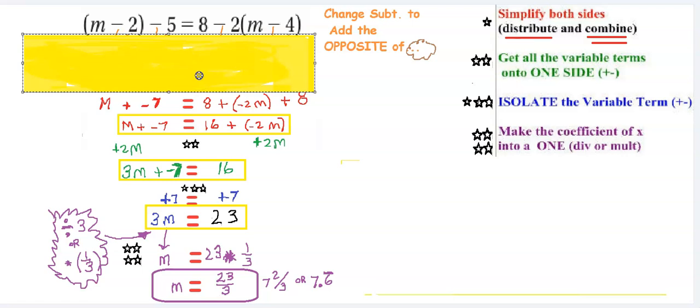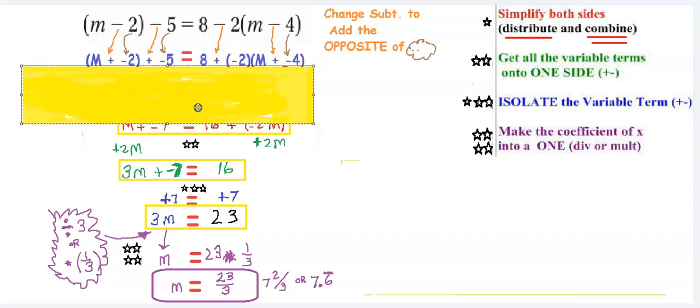Okay, here's one of the more difficult problems. I'm going to read it. M minus 2 minus 5 equals 8 minus 2 times M minus 4. First thing I'm going to do is change the subtractions to adding the opposite.